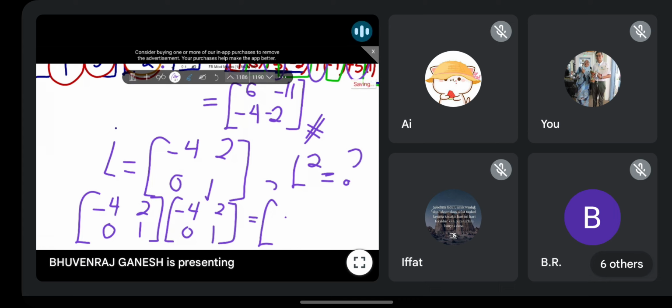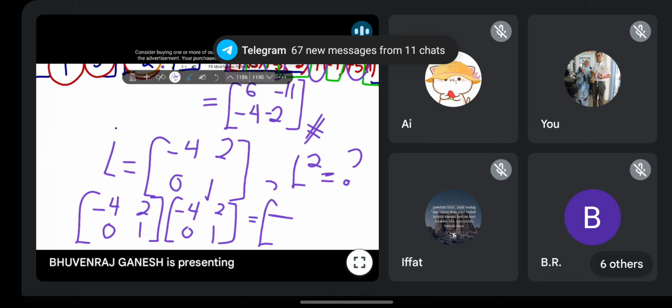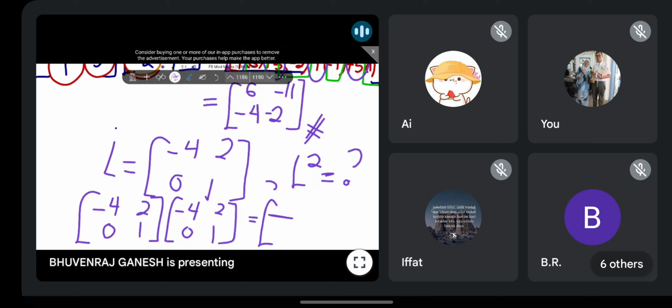So anyone? First row, first column element? Can you all tell? What will be the answer? If you don't know how to find, tell me in the chat box. Kalau tak boleh buat, I can teach again. No problem.